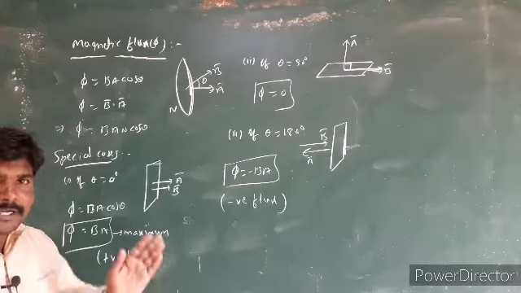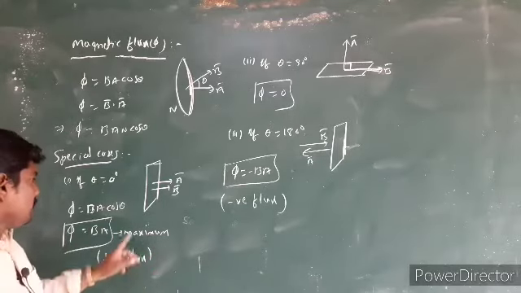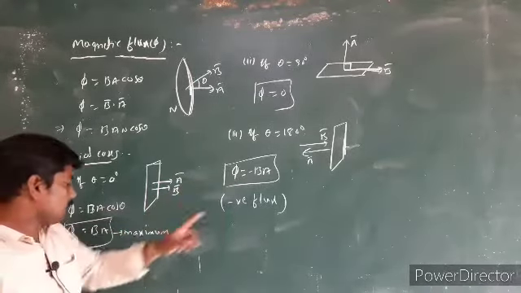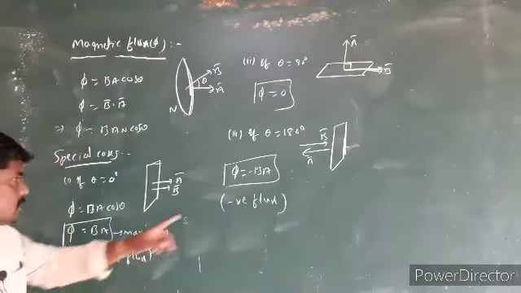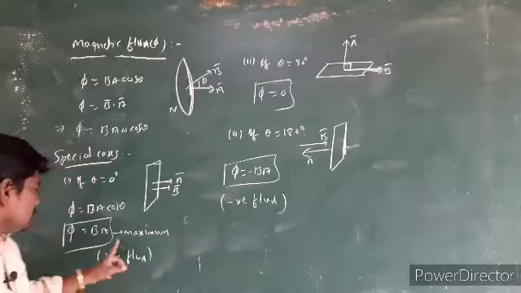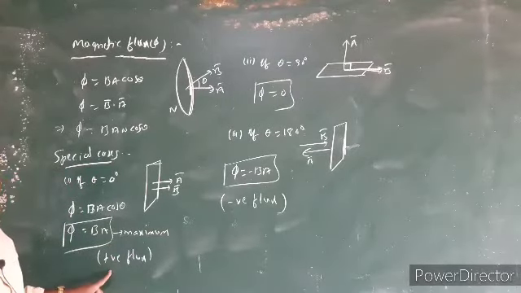Another way, perpendicular to the plane of the coil. When the magnetic field is perpendicular to the plane of the coil, the flux linked with the coil is maximum. But this is also maximum, but negative. This is maximum, but positive value.